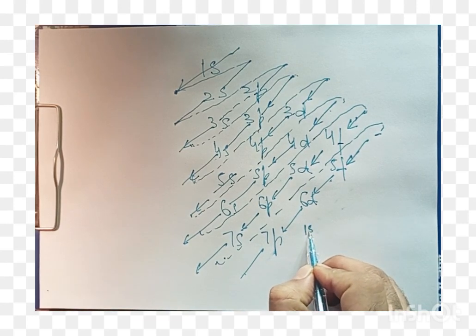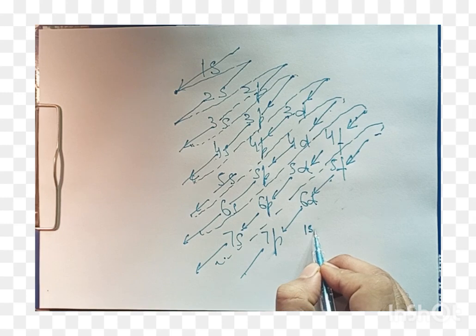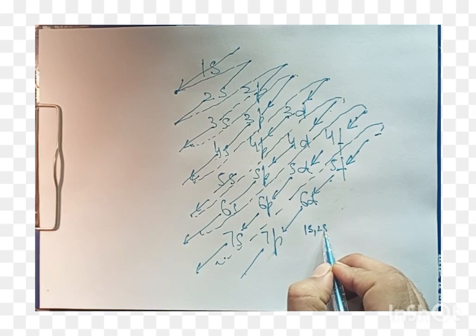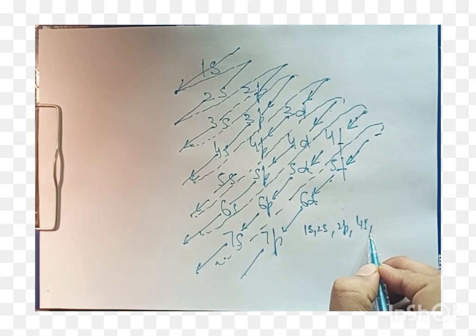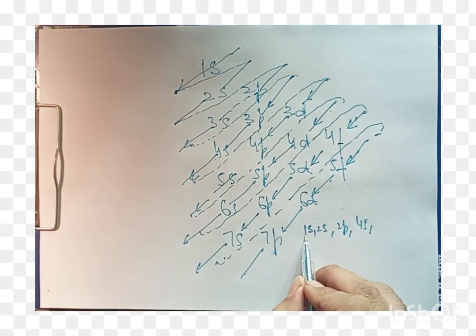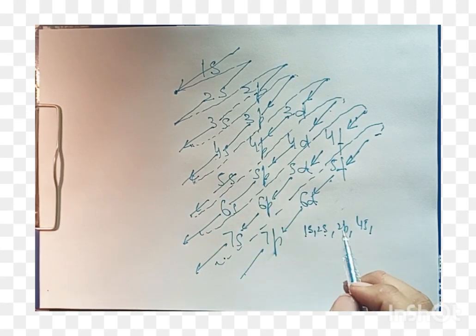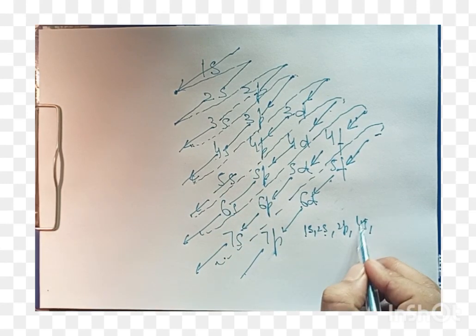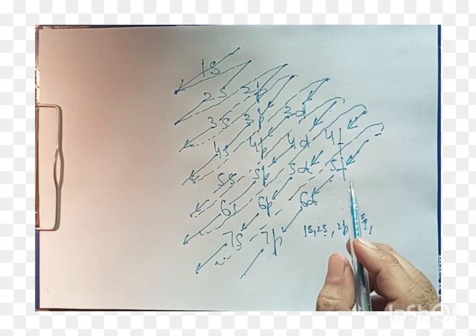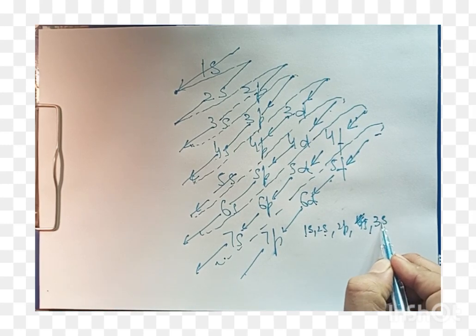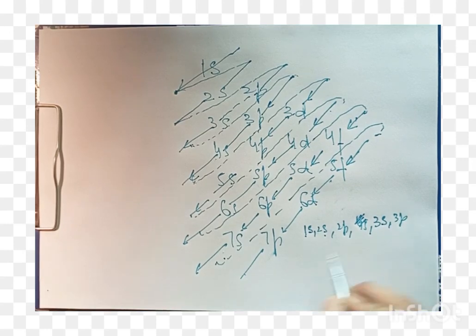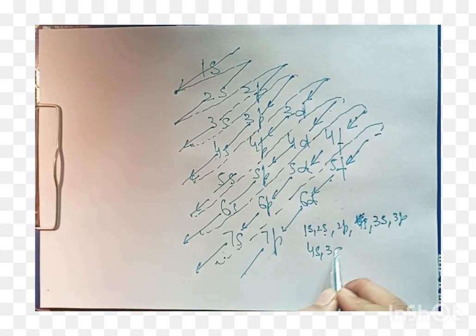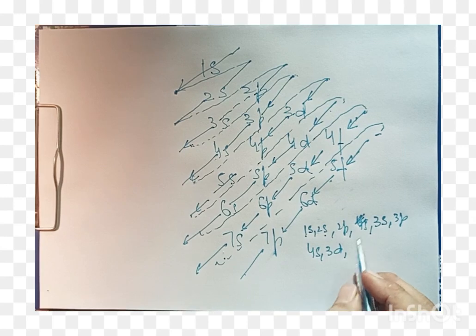It is the lowest energy of the lowest orbital. Then I have 2s, then 2p, then 3s. Then 3p, 4s, and 3d. Then 4p, 5s.